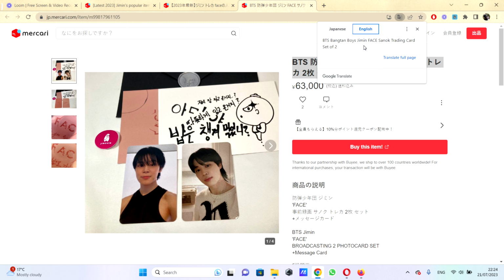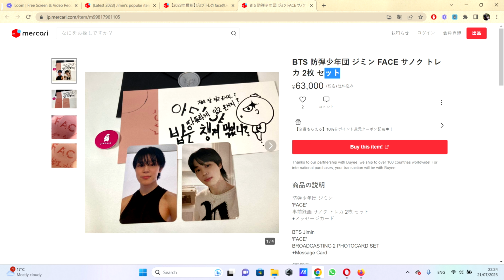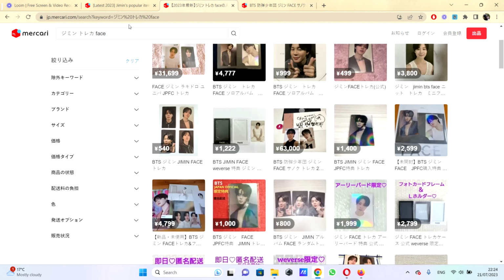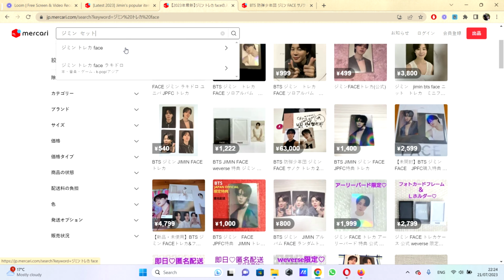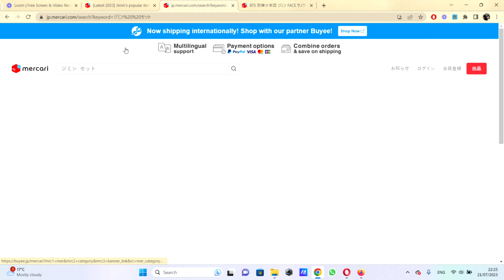Anyway, so you then have Jimin, Sanok. Sanok is broadcast. If you were looking for broadcasts on Mercari Japan, I don't recommend it though. Usually the prices are not that great. And then you have trading card, set of 2. Great. So for example, I want to look for a set, then I would copy that and just put it here, which is what I do quite a lot actually.